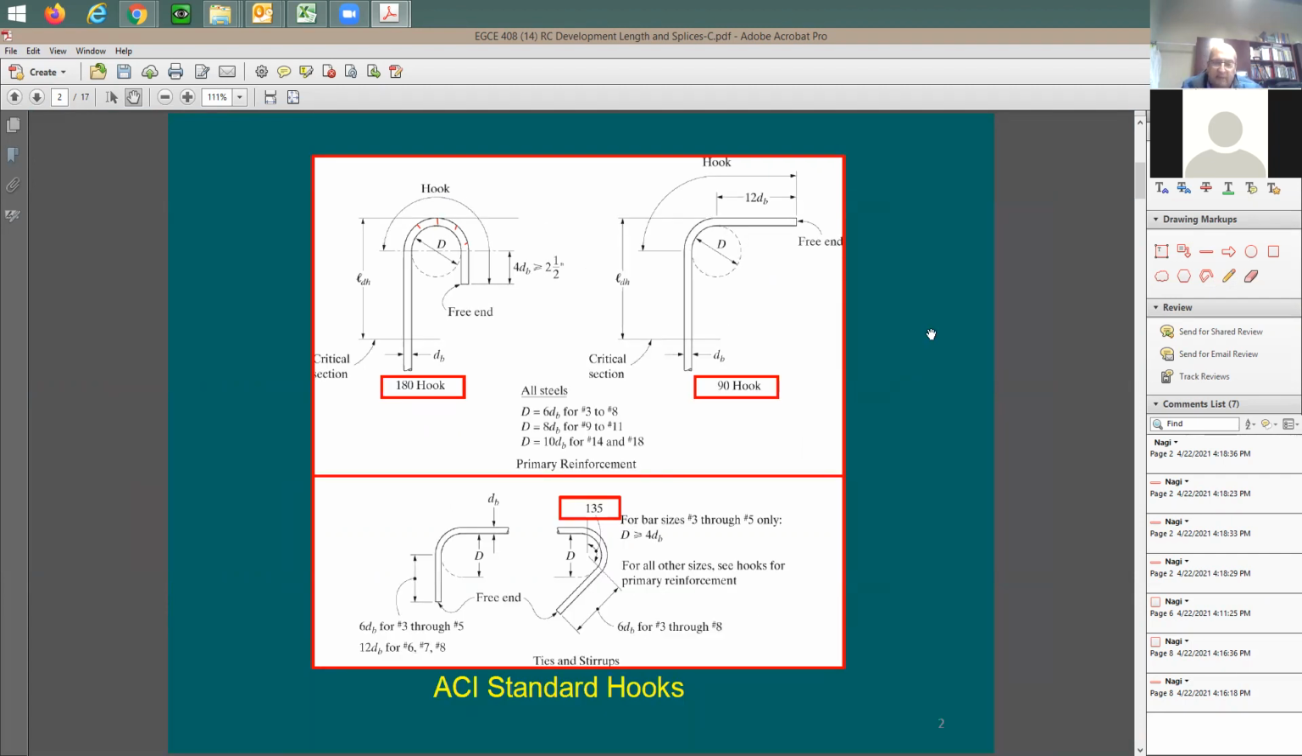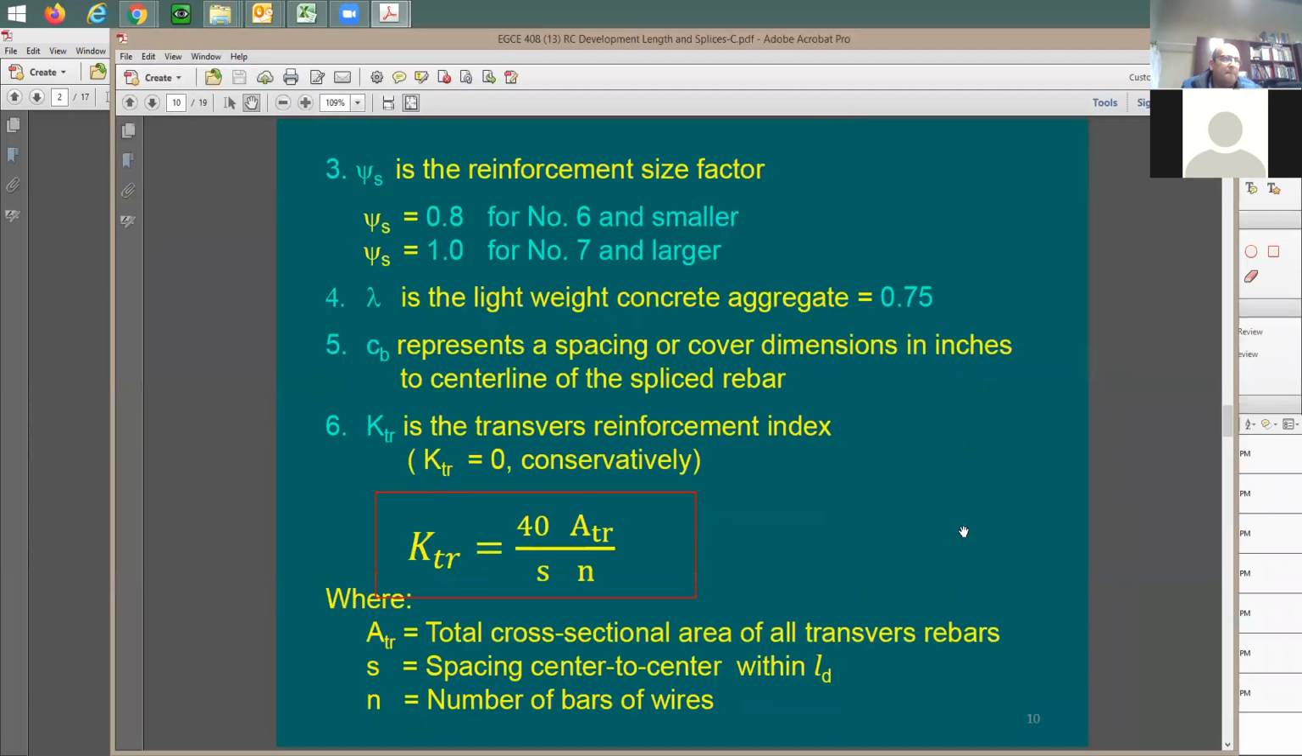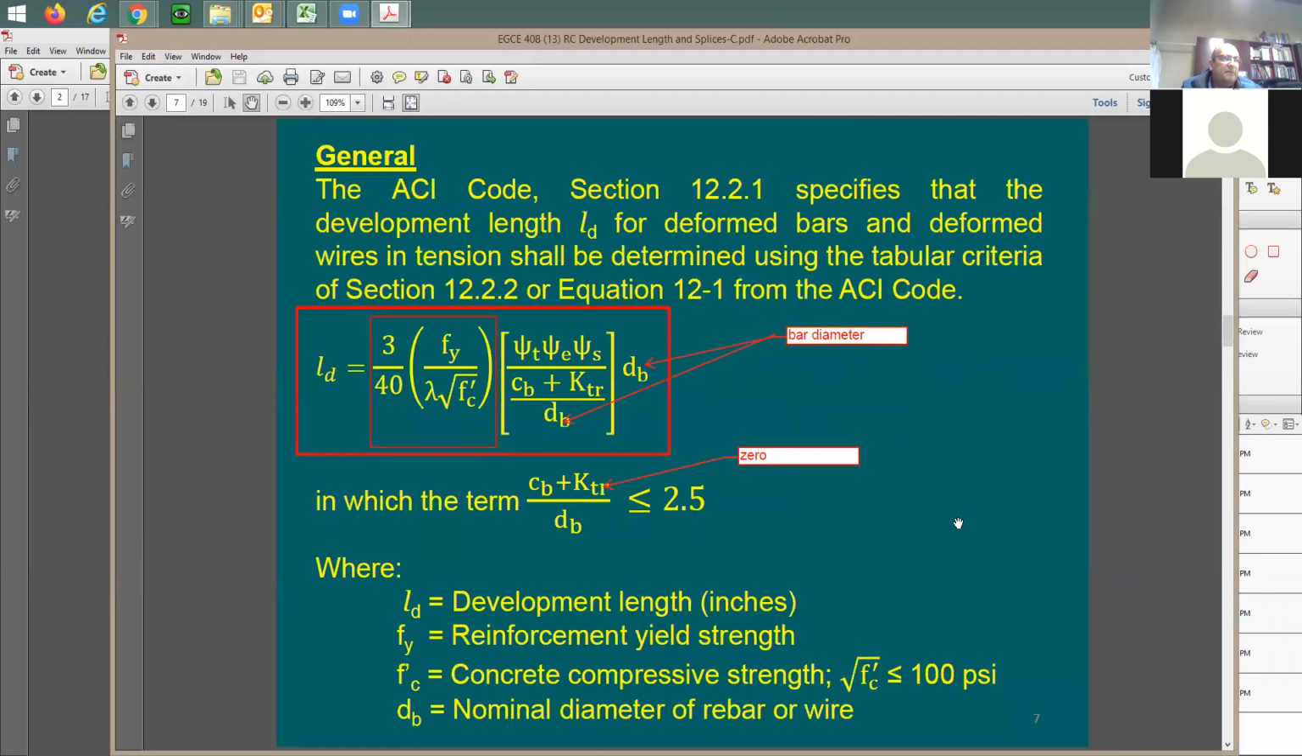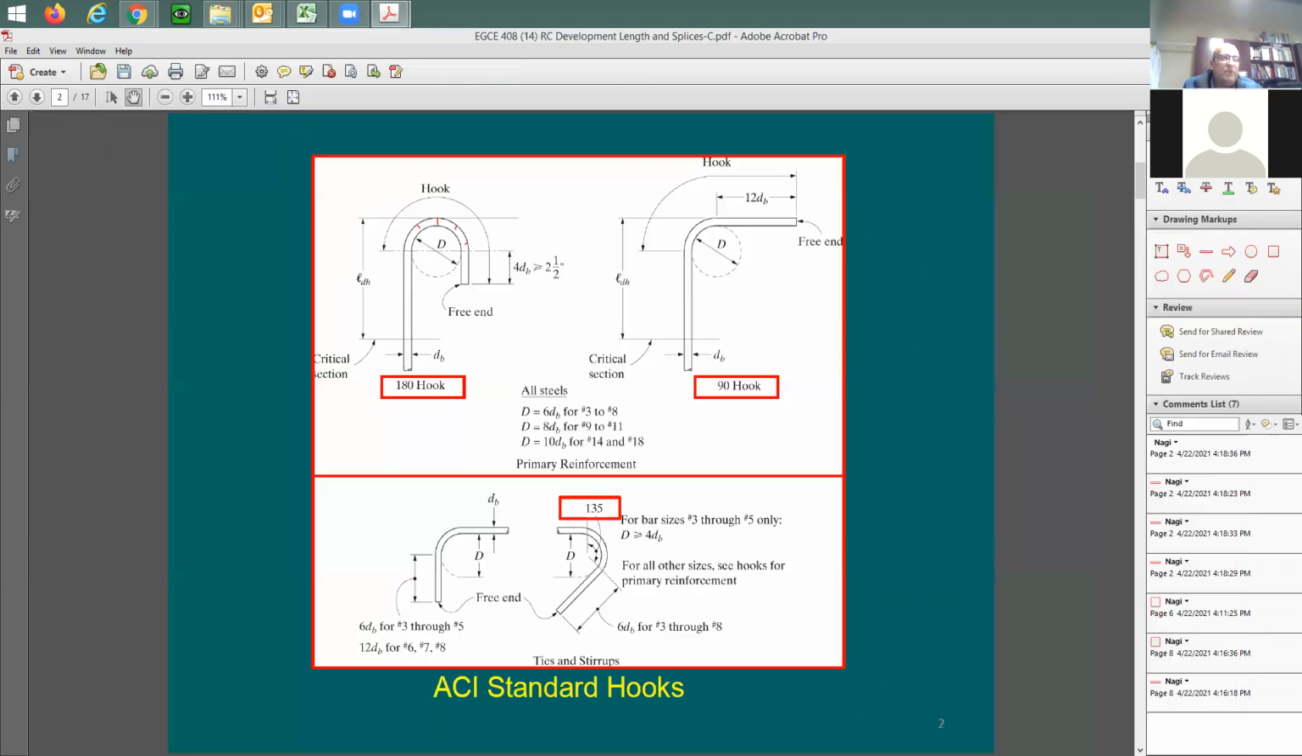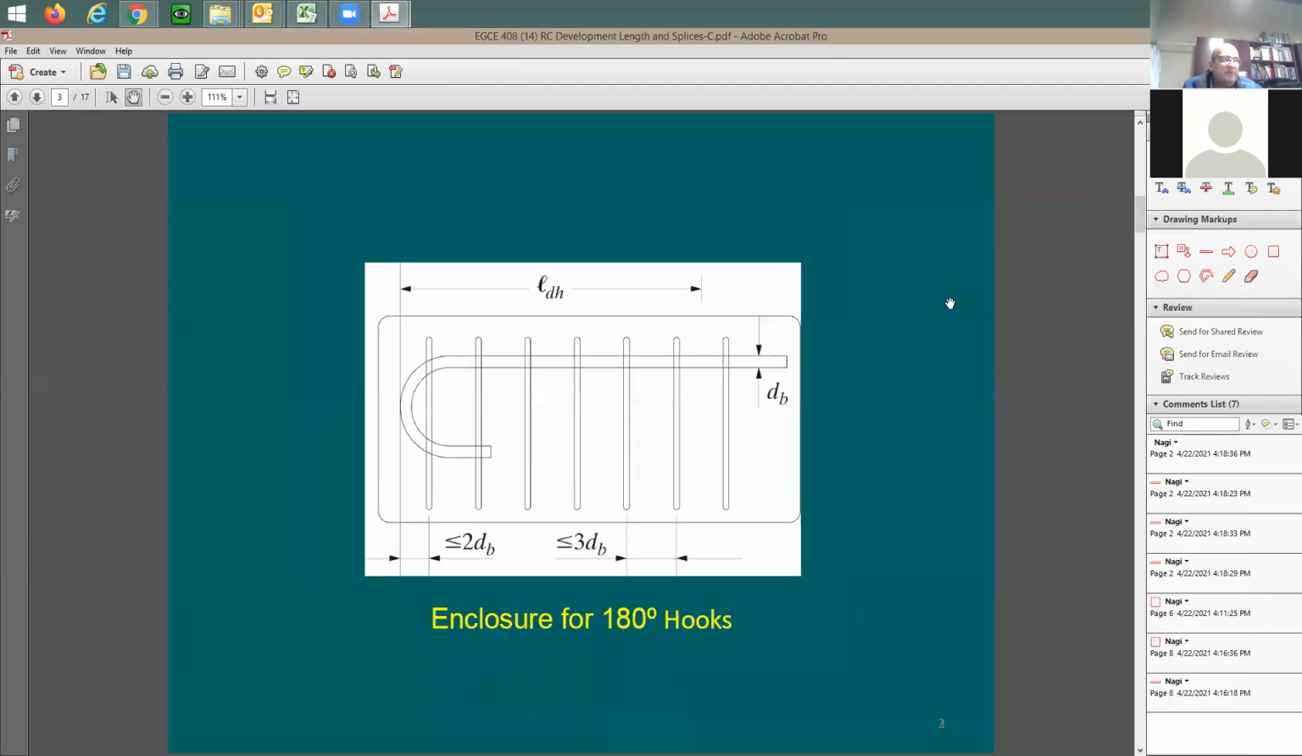So what's next? Now I'd like to see, am I going to have the same equation or do we have a different equation? I'm talking here about this L sub D. Here's the L sub D equation. How about when I have a hook? How much development length do I need for the hook? And do I have an equation for it or not? I'm going to say yes, we have it.